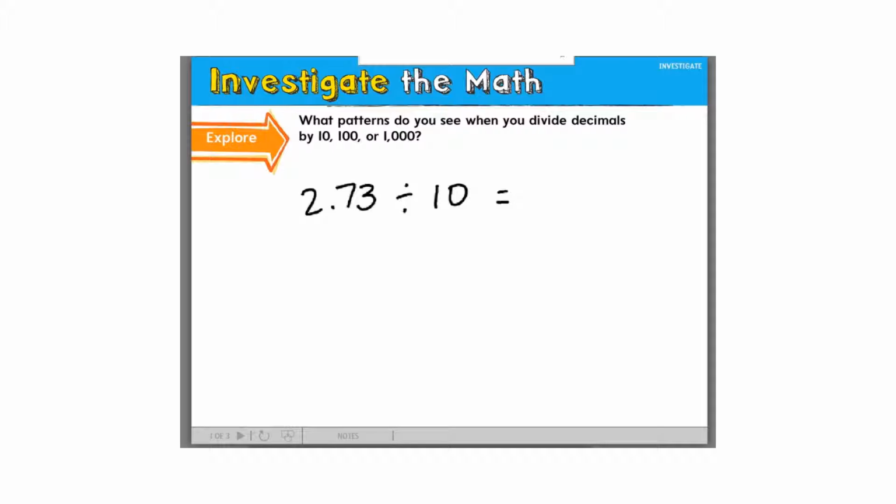Anybody have a guess on what they think it might be? Nolan, what do you think? 273,000. Because I take this decimal and I scoot it backwards one space. So I would add a 0 in front of the decimal. That or you move the numbers. Now let's talk about scooting the decimal.